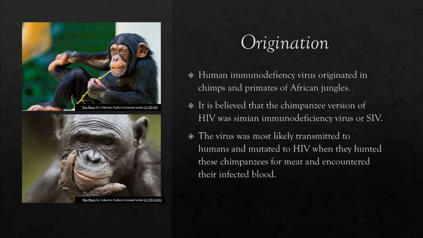Origination: Human immunodeficiency virus originated in chimps and primates of African jungles. It is believed that the chimpanzee version of HIV was simian immunodeficiency virus, or SIV. The virus was most likely transmitted to humans and mutated to HIV when they hunted these chimpanzees for meat and encountered their infected blood.